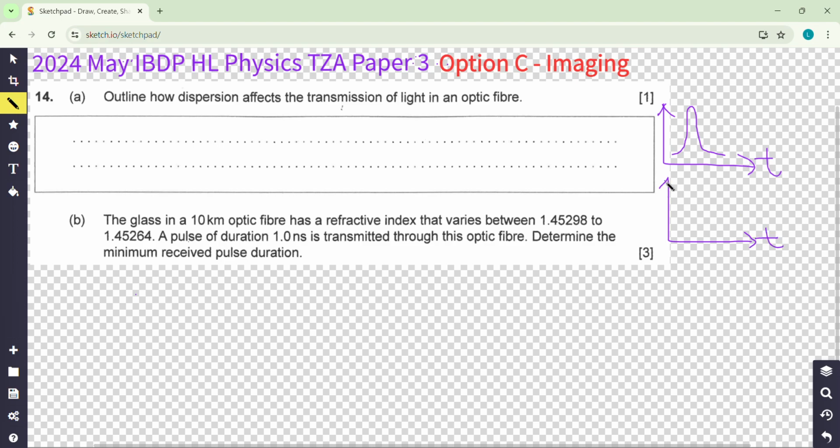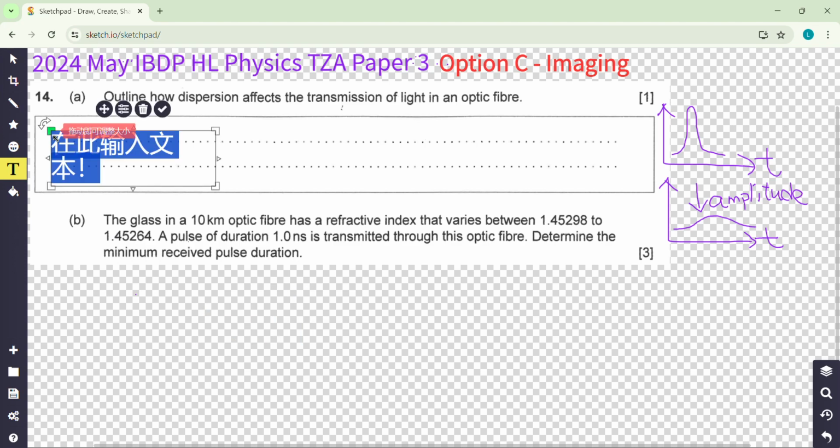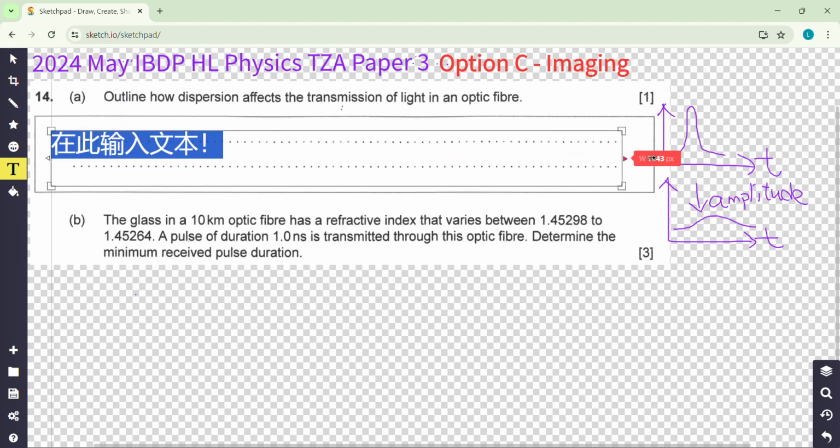Okay. So when this spreads out, the amplitude drops, okay? When the amplitude drops to such a low level, it needs amplification again. So due to this extra amplification time, the transmission of light in optical fiber will be lowered by the dispersion. So how to say it? Okay, I recommend saying it in this way, just a suggestion. You can use your own words to say it, okay?